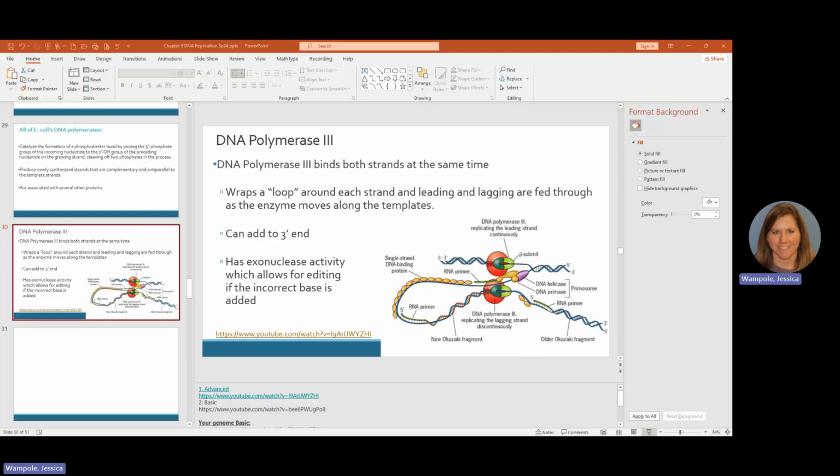So DNA polymerase 3 does have what we call exonuclease ability. So exo means to remove. And then the nuclease part, that's for nucleic acid. So exonuclease can remove a nucleotide if DNA polymerase recognizes that it puts in the wrong nucleotide. It can actually pause, take it out, or excise it, and then put in the correct one.